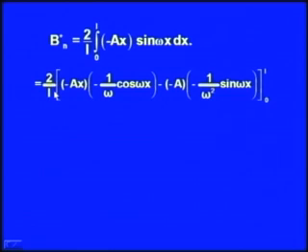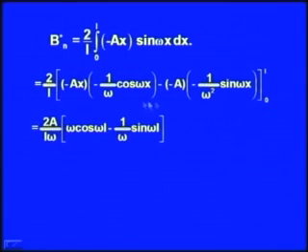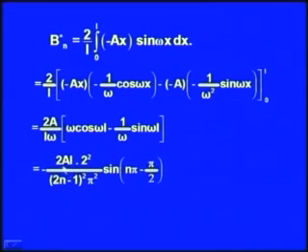It will come out to be 2 over L into [minus a x into minus 1 over ω cos(ωx), which is the integral of sin(ωx), minus derivative of minus a x, which is minus a, into integral of this function, that is minus 1 over ω² sin(ωx)] evaluated at 0 and L. So, when you put the lower and upper limits 0 and L, we will get 2a over L times [minus L over ω cos(ωL) plus 1 over ω² sin(ωL)], and we simplify further, using ω equal to (2n minus 1) π by 2L.